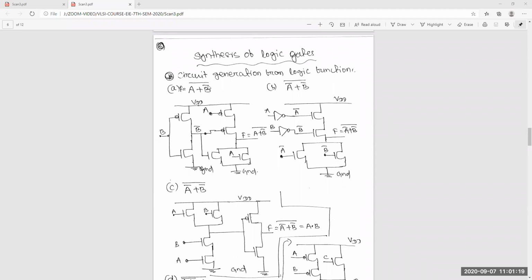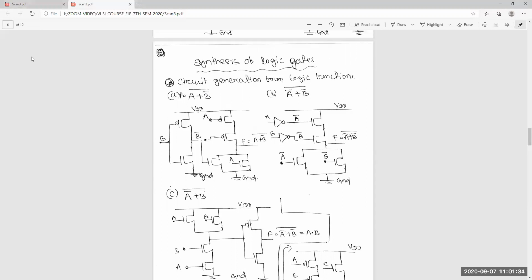Okay, so for this b bar, you have to design an inverter. Once you get this value, then you can easily make a NOR gate. Yes or no? Because here it is a plus b bar. Now think of this as some input, don't think of it as b bar. This is some input: a plus x, where b bar is equal to x. So a plus x bar, that's a NOR gate.